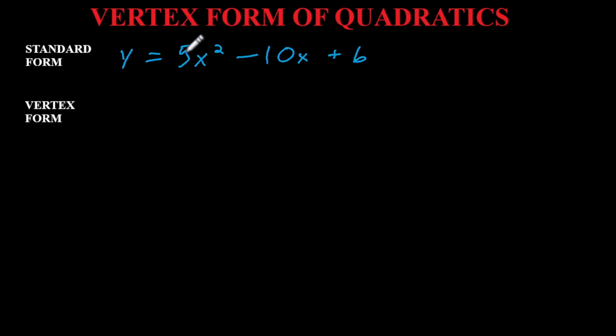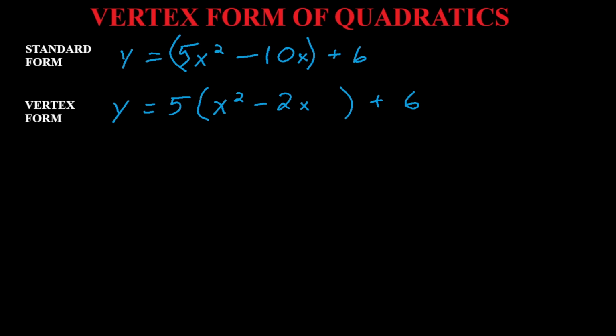In this example, we again see that a is not 1, it's greater than 1. And then what's different is we have a minus sign here for the second term. So we're going to change to vertex form. First thing I'm going to do is I'm going to group these two together. So I'm going to pull out a 5. And then what's going to remain inside is x squared minus 2x.